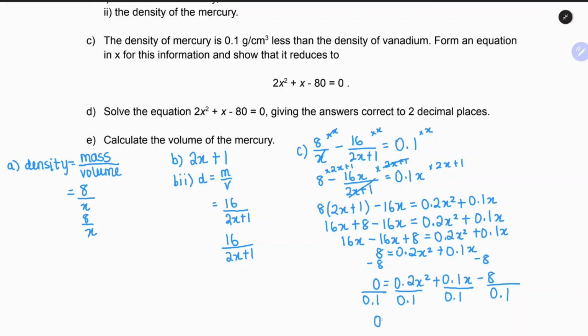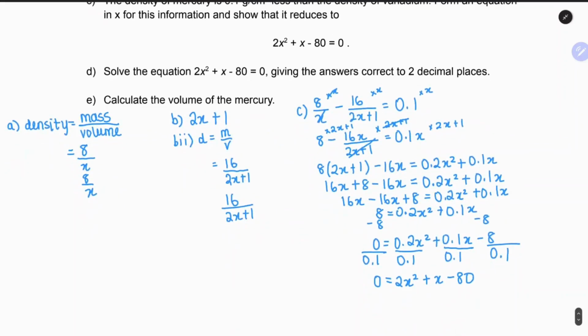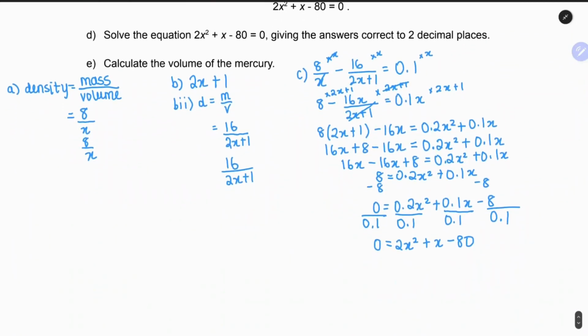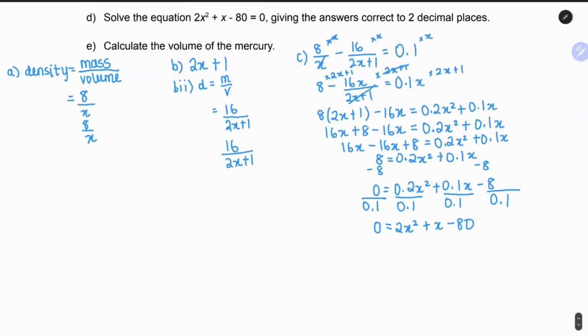And then you're going to have 0 is equal to, because 0 divided by 0.1 is 0, is equal to 2x squared plus x minus 80. And then boom, there you go. So you have that quadratic equation now. So you have reduced and gotten your 3 marks.